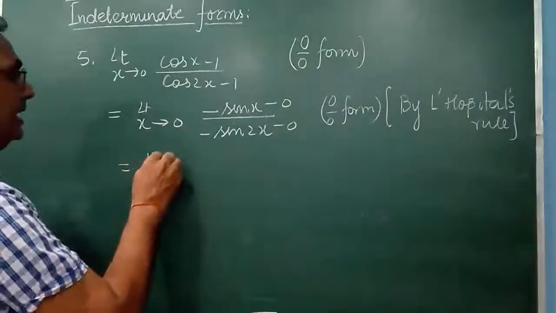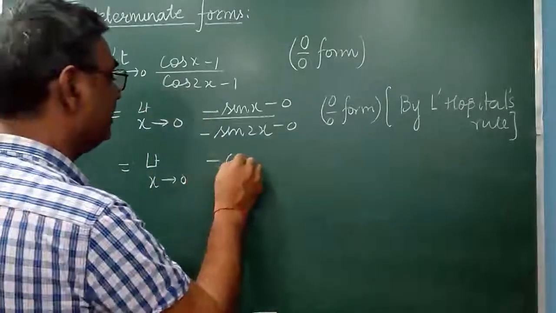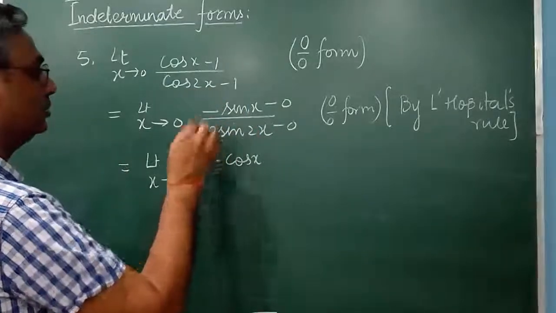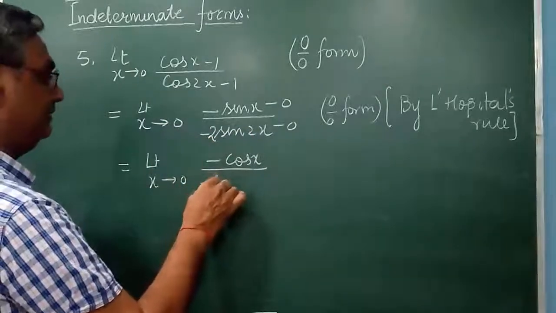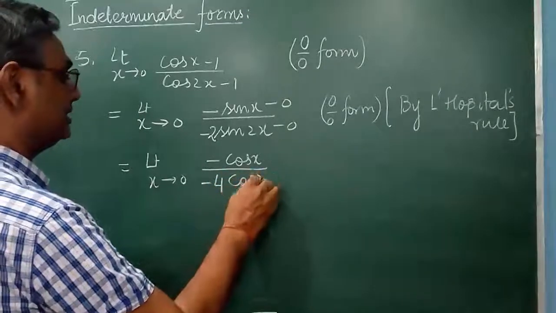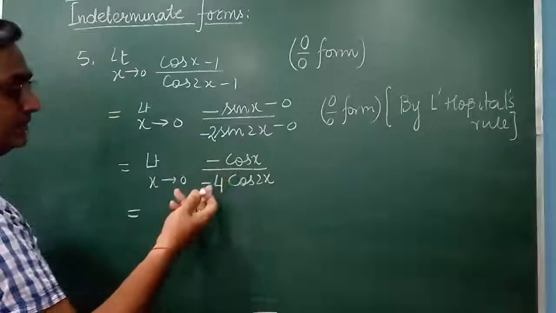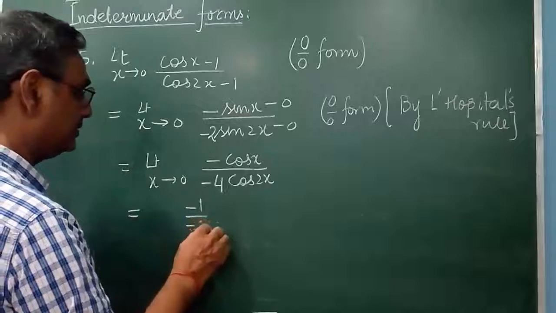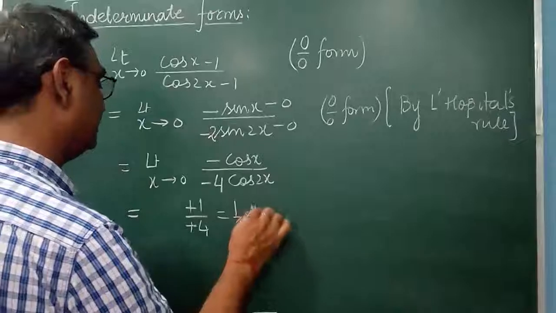So here limit x tending to 0, we can differentiate this again. So minus cos x. And here the differentiation of sin 2x is cos 2x into 2, and this 2 will also come, so it will be minus 4 cos 2x. So when we put the limit, cos 0 is 1. So minus 1 upon minus 4, minus minus will get cancelled. So the answer will be 1 by 4. This is the answer.